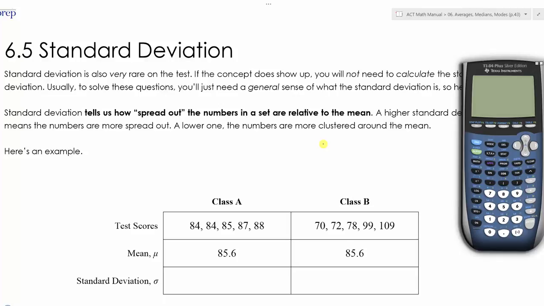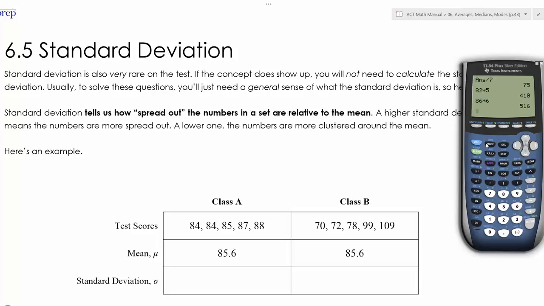Standard deviation, again, another very rarely seen concept on the ACT. If standard deviation does show up, you are not, in all likelihood, going to need to calculate a standard deviation. Your calculator can actually calculate standard deviations using your stat menu. I'm not going to go through how to do that right now, because for the purposes of the ACT, you generally will not have to calculate standard deviation. There's plenty of resources and videos online that will show you how to calculate the standard deviation using your calculator, but again, I'm not going to do that here.